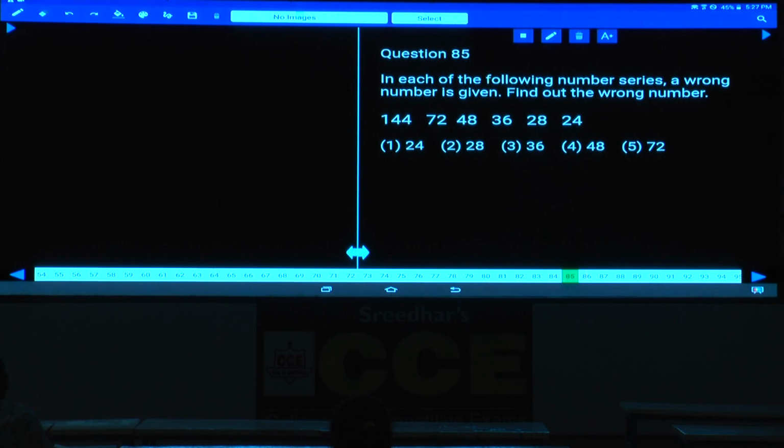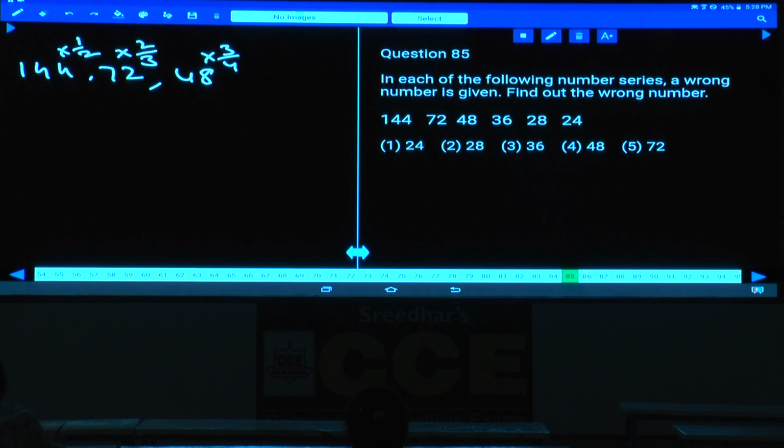Now in this question number 85, 144, 72. 144 and 72 can be written as 144 into 1 by 2 is 72, and 72 into 2 by 3. Now 72 into 2 by 3 is 24 into 2, 48. Next one, 48 into 3 by 4. 48 into 3 by 4, that is 36, and 36 into 4 by 5. 36 into 4 by 5 is so much. Now how many times it goes? 36 into 4, 144. 144 by 5 is how much?